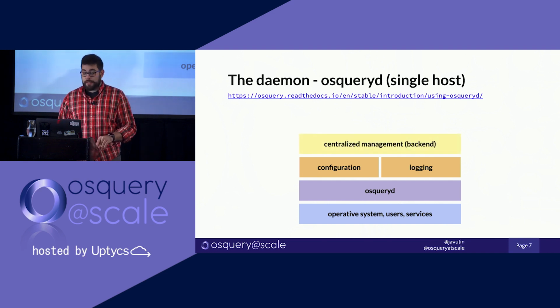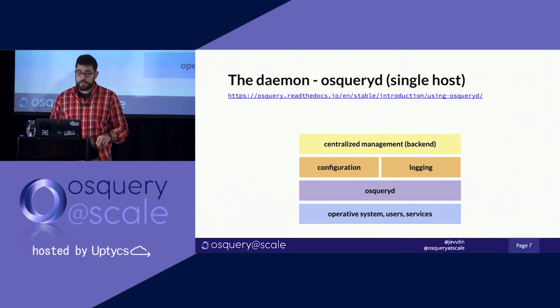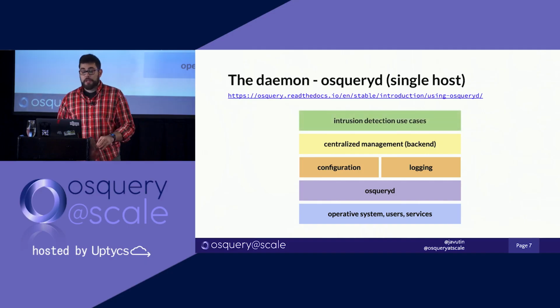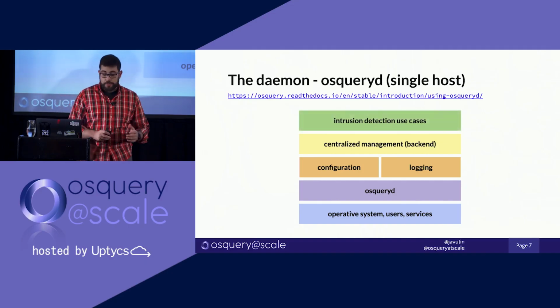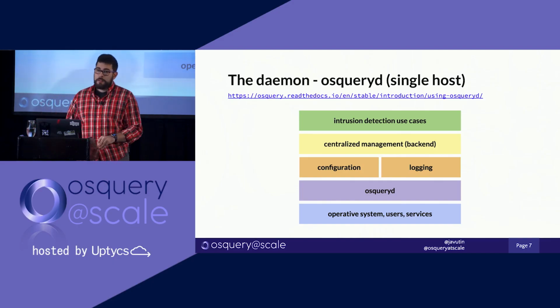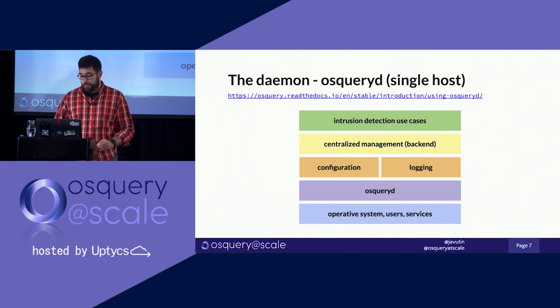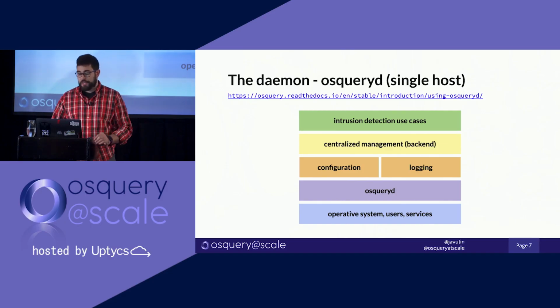Keeping those two in mind, the configuration and the logging, you're most likely going to be using centralized management, either a backend, and it could be many things. We're going to go through all those details. On top of that, there are going to be some intrusion detection use cases, or monitoring your infrastructure, or compliance. There are so many things that you can do with osquery these days. So this is basically the usage of osqueryd for a single host.